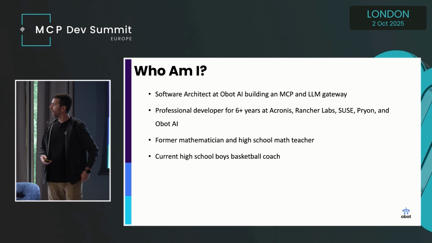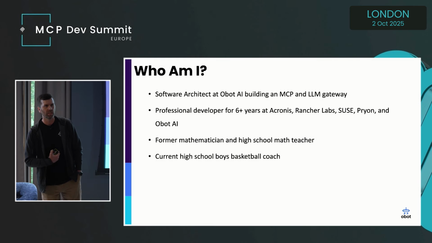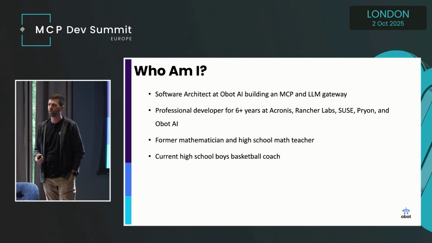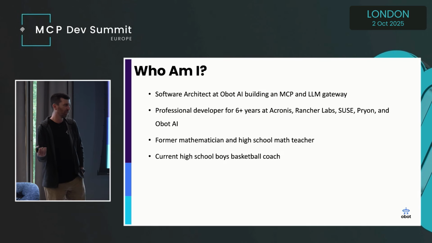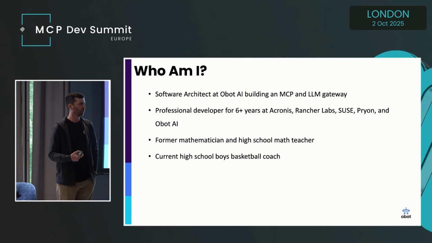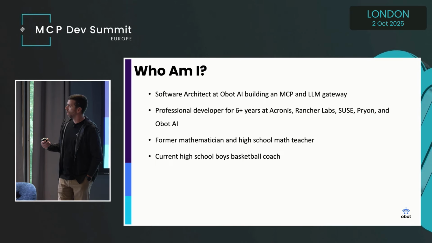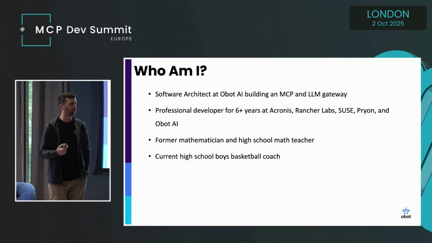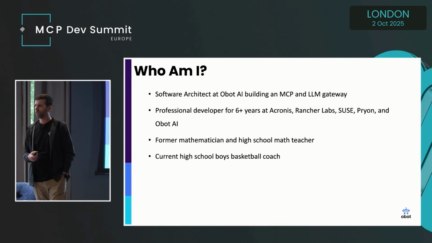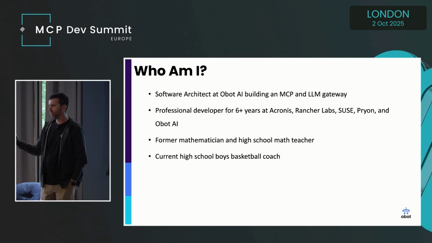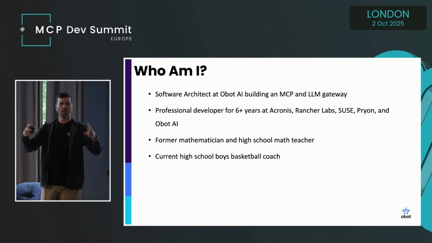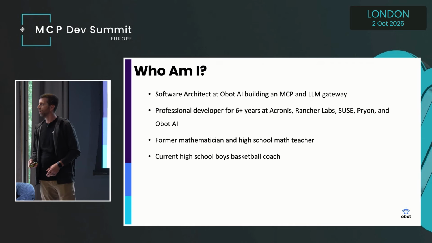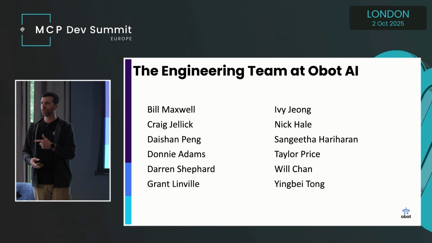Just real quick about me. Again, Donnie Adams. I work for Obot AI. I am a software architect, which sounds a little bit snobbier than it should be, but I'm essentially an engineer building products with a whole host of other folks. I've been a professional developer for about 6.5 years. Before that, I was a mathematician and a high school math teacher. In my spare time, I am a high school basketball coach in the States, which I enjoy very, very much.